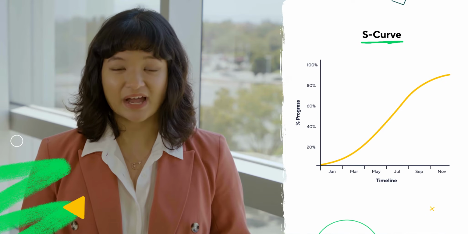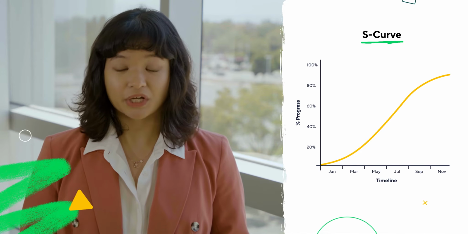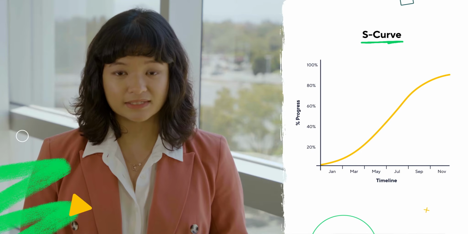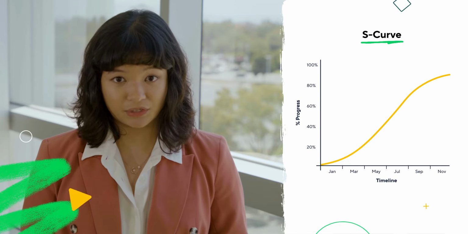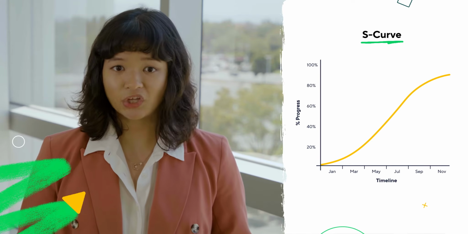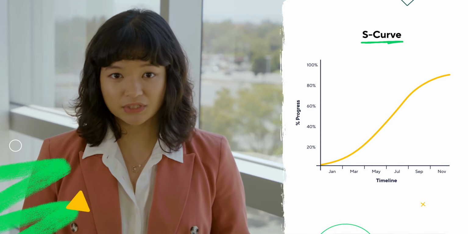An S-curve tracks time across the bottom or the x-axis of the graph. That's because in project management, you're tracking progress across time. Now the y-axis, the vertical axis, will change depending on what you're tracking. You might be tracking hours spent on a project or how much budget you've spent over time.